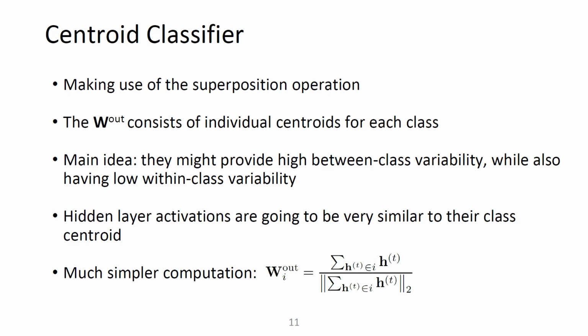Because the layer activations are going to be very similar to the class centroid. In this case, we have just a much simpler computation that is reported right here. And this will enable the actual distribution because, as I said earlier, when we deal with the distributed framework, we need to exploit the possibility of having smaller computational capacity in each agent.